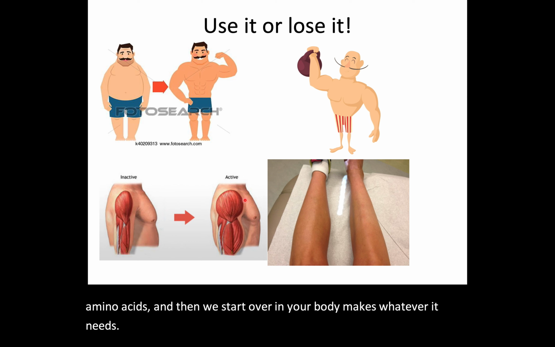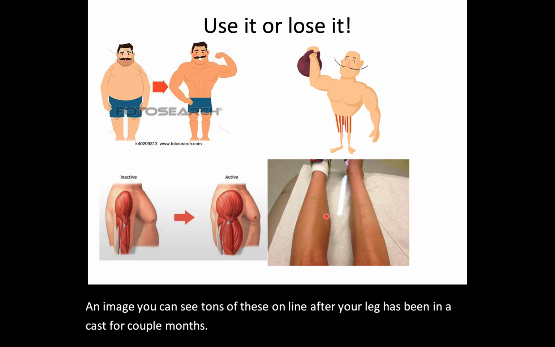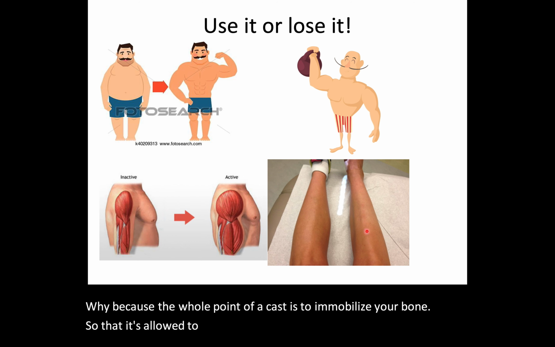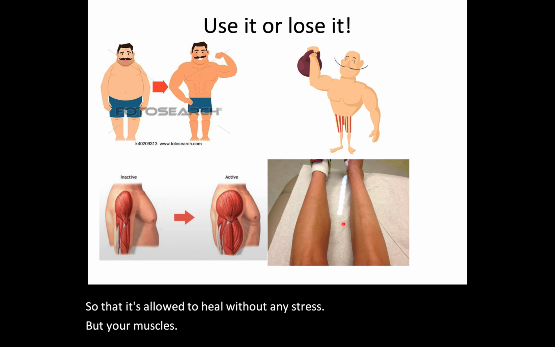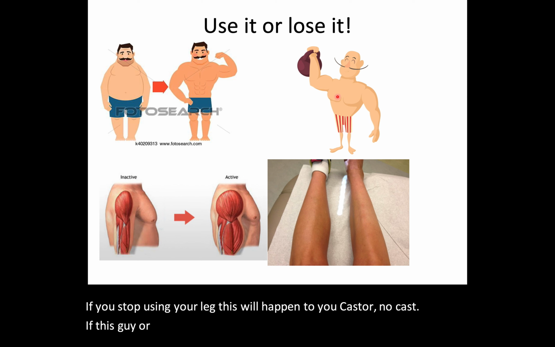Here's an image. You could see tons of these online. After your leg has been in a cast for a couple months, inevitably your muscles atrophy. Why? Because the whole point of a cast is to immobilize your bone so that it's allowed to heal without any stress. But your muscles react to whatever you're making them do. If you stop using your leg, this will happen to you, cast or no cast. If this guy or this guy or this guy stops exercising, they revert.